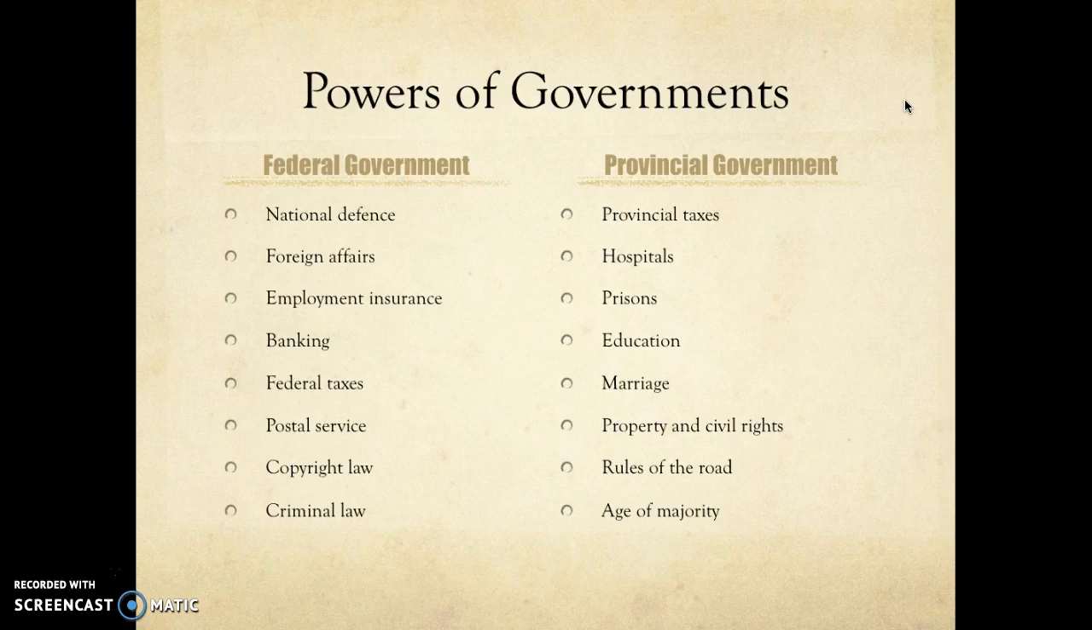Powers of governments. Federal government. National defense, foreign affairs, employment insurance, banking, federal taxes, postal service, copyright law, and criminal law are all responsibilities and powers of the federal government. The provincial governments are in charge of provincial taxes, hospitals, prisons, education, marriage, property and civil rights, rules of the road, and age of majority. These are just some examples of the powers of the federal and provincial governments of Canada under the Constitution Act of 1867.